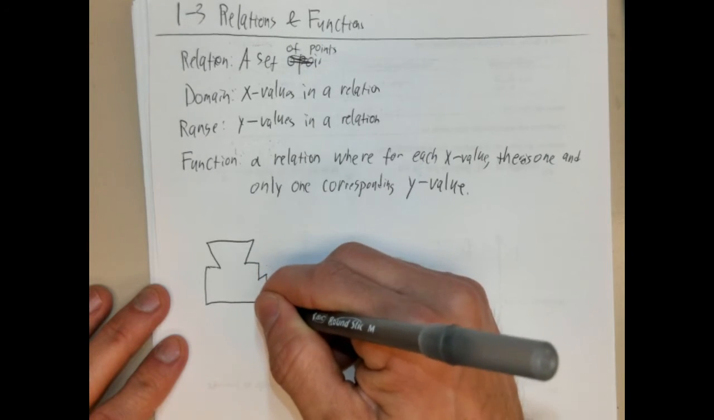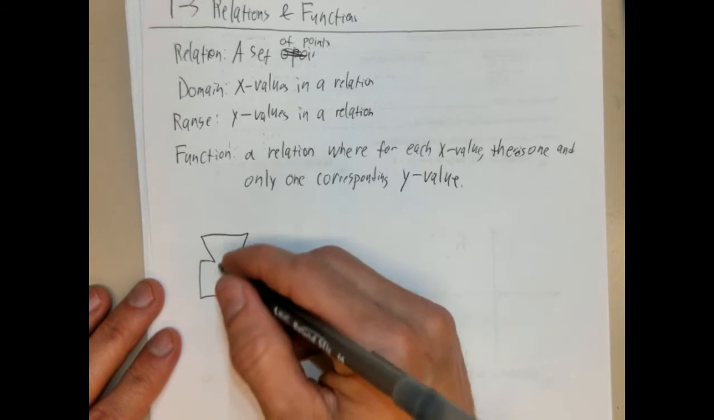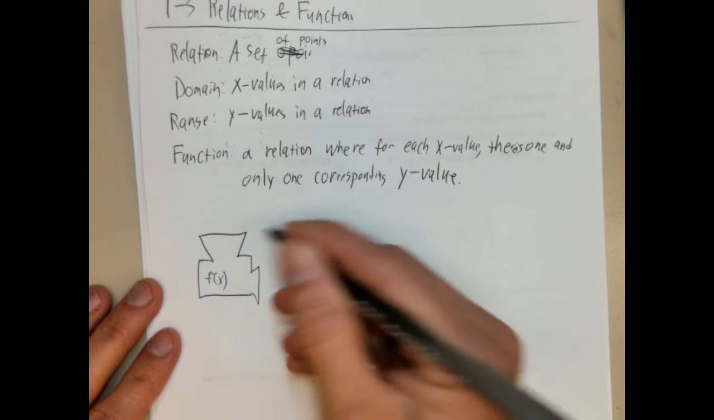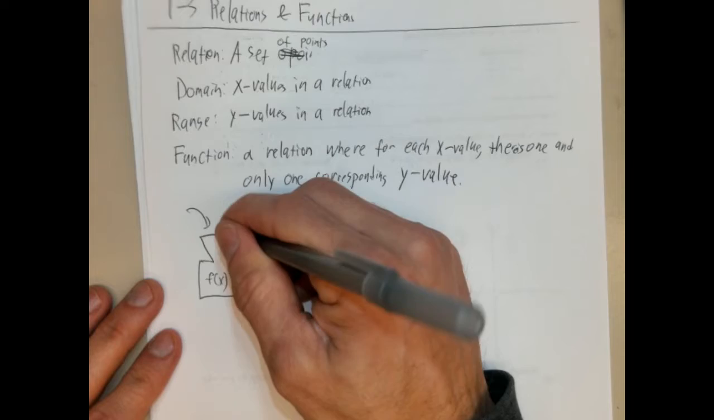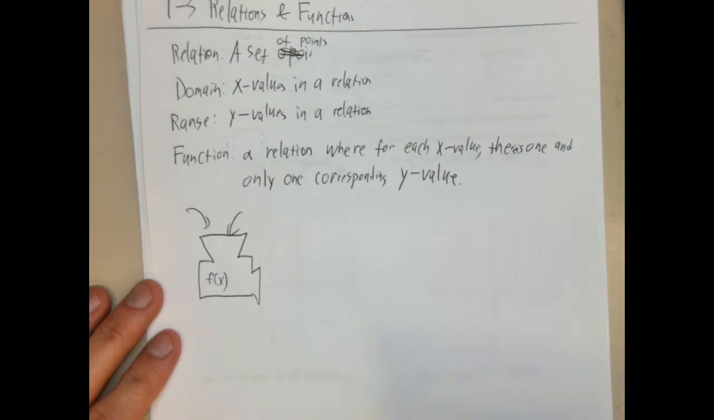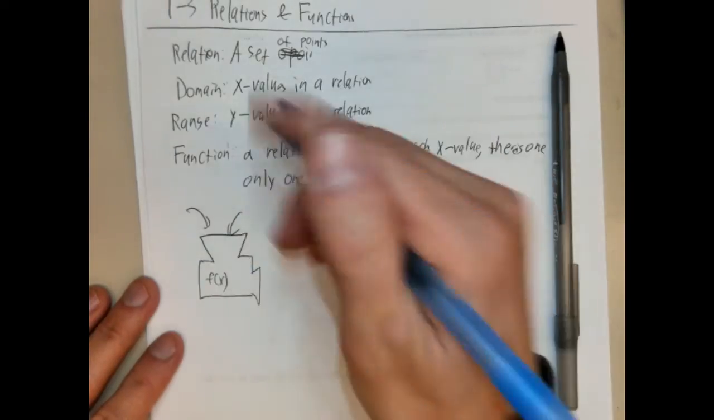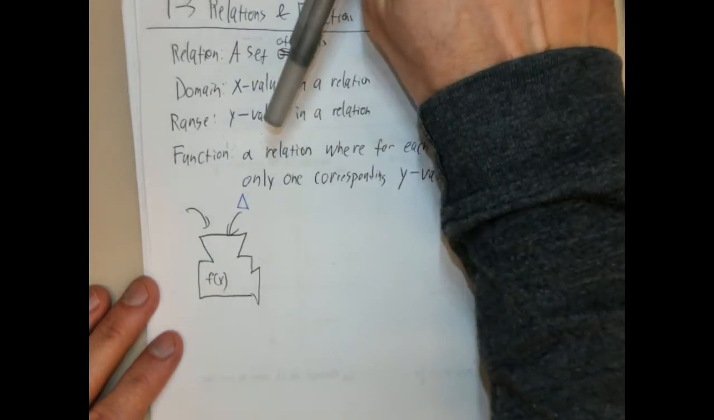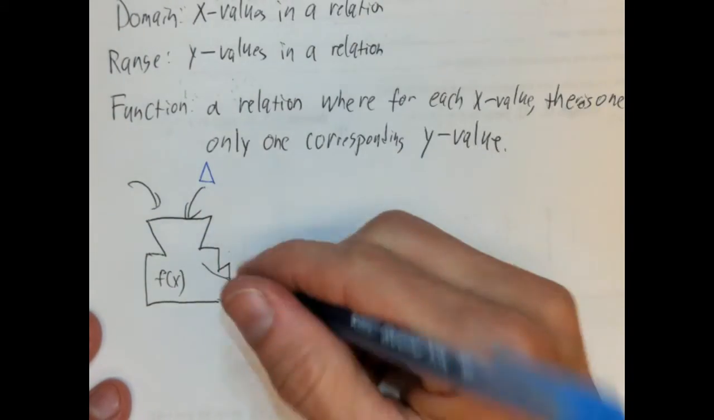So think of this instrument here as a function. We'll call this f of x. Things go into it. You put things into that. So let's say we put a triangle in here. The triangle goes into the function, and it pops out something different, and it turns into a circle.